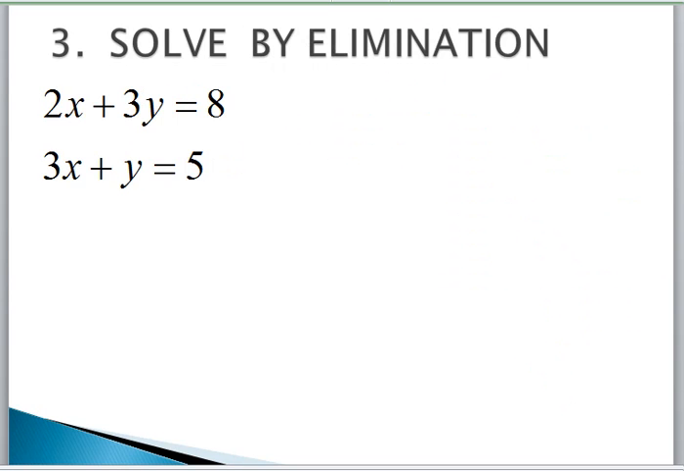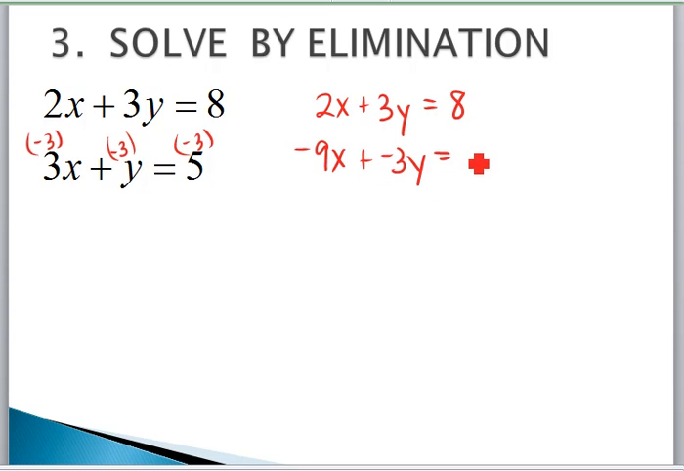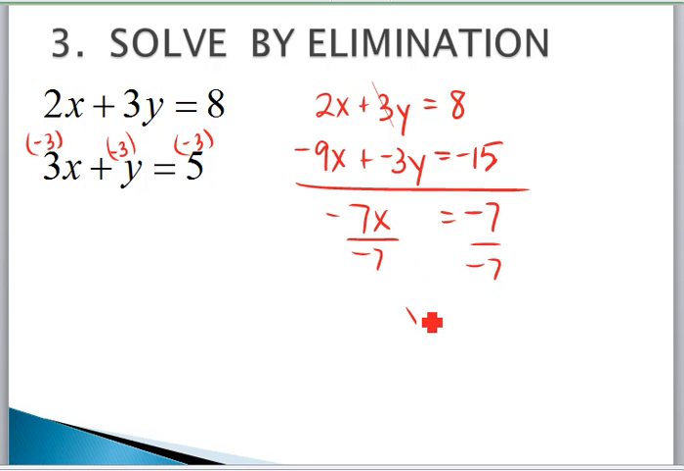The last type of problem that we've talked about is solving by elimination. This one can be easily done because if only this was a negative 3, then my 3's would fall out, or my y's would fall out. So I'm going to multiply everything times negative 3. I'm going to leave my first equation alone, and then multiply the second one all by negative 3. So I get negative 9x plus negative 3y equals negative 15. What that gives me, these fall out, I get negative 7x equals negative 7. Divide by negative 7 on both sides, and I get x is 1.